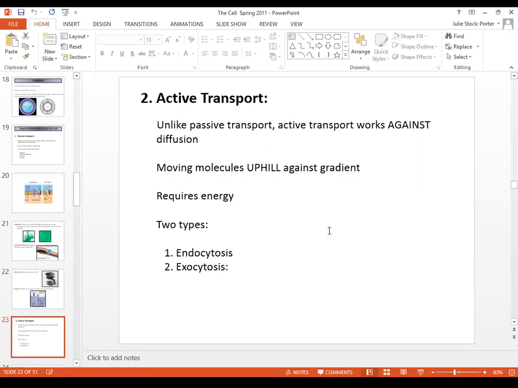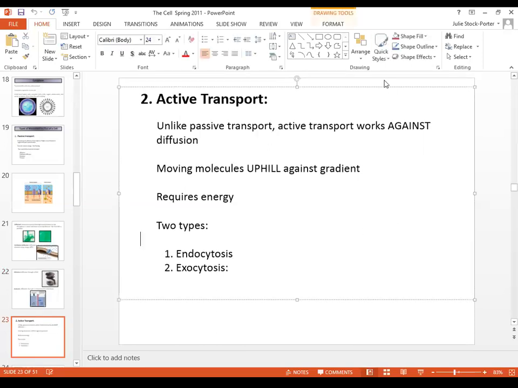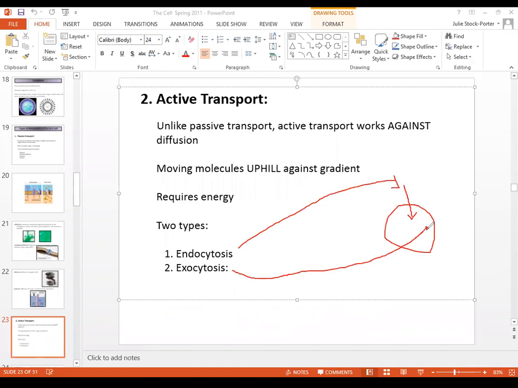We're fighting. We are using energy. We're fighting that crowd. And there are two types, endocytosis and exocytosis. Endo means that we're bringing something in to the cell. So if I have my cell, endocytosis, I'm bringing something in to the cell. Endo, in, within, and cell is site, so I'm bringing something within the cell. Exocytosis, I'm taking something out of the cell, okay?